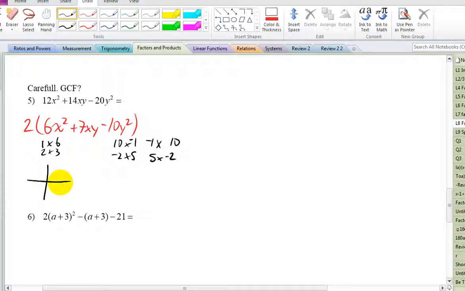Then you simply do your box method, away you go. Right? So I'll go 1 and 6. And 1 and 6. Okay. So go ahead and solve that one.